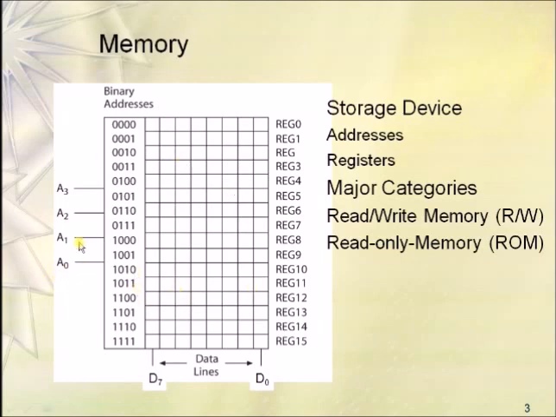The number of address lines depends on the size of the memory device. As the number of address lines is 4, the size of this particular memory device is 16 bytes. 2 power 4 will give you the size of the memory device. So 2 power n will give you the size of a memory device, where n is the number of address lines. In that way we calculate the number of address lines required for a particular memory device. And control lines will be like read, write, as well as chip select.